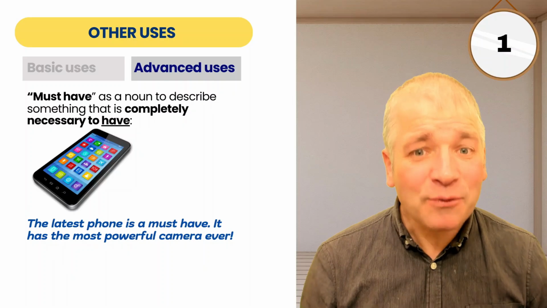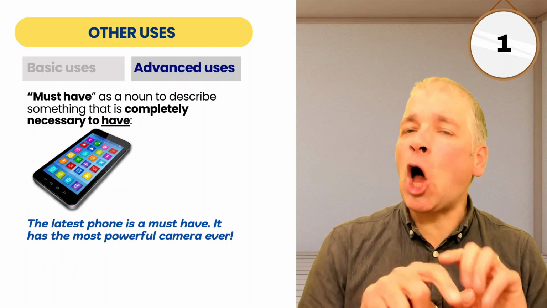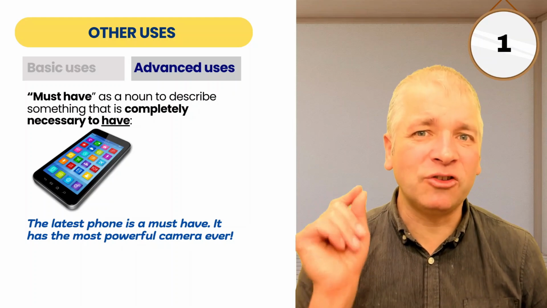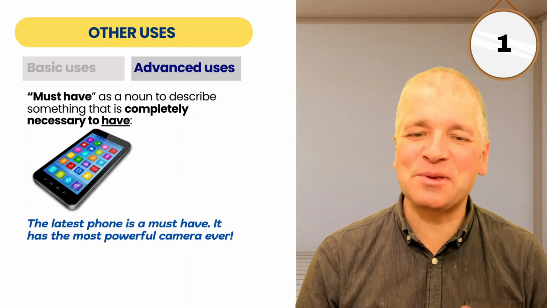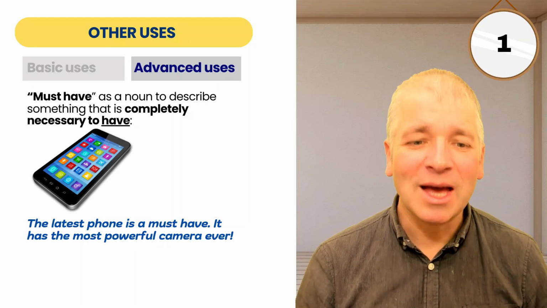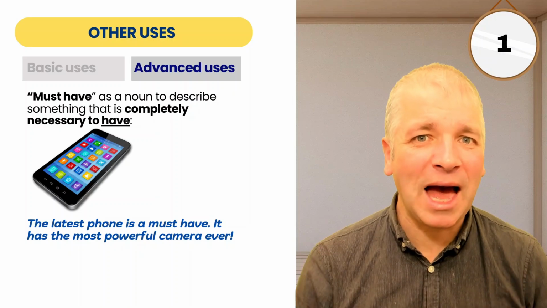And must have can also be a noun, but this only describes what's necessary to have, not necessarily what's necessary to do. If you like phones, you might say this: the latest phone is a must have. It has the most powerful camera ever.